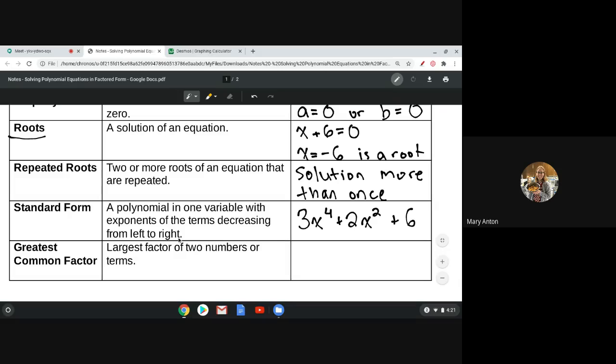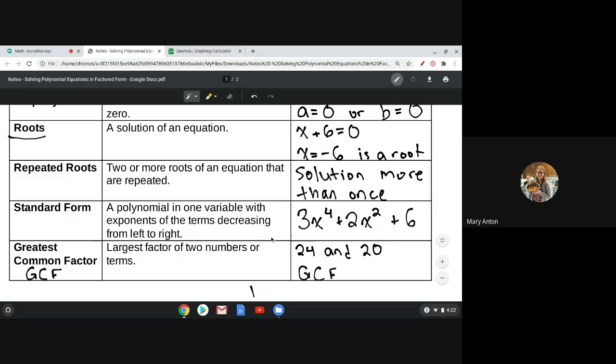And now the greatest common factor. You may see this just written as GCF. Greatest common factor is the largest factor of two numbers or terms. So if I put two numbers out here, let's say 24 and 20, and I ask you to find the greatest common factor between these, that means the largest number that divides evenly into both of these numbers. And one way you can do this, if it's not very clear at first, is to make a list.